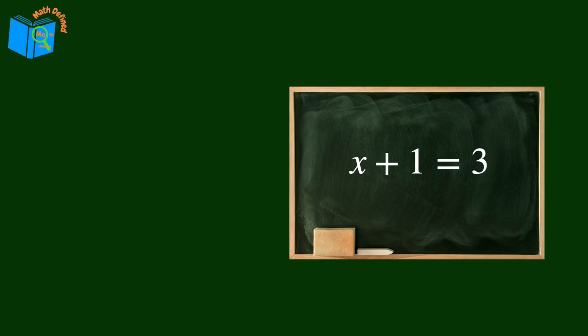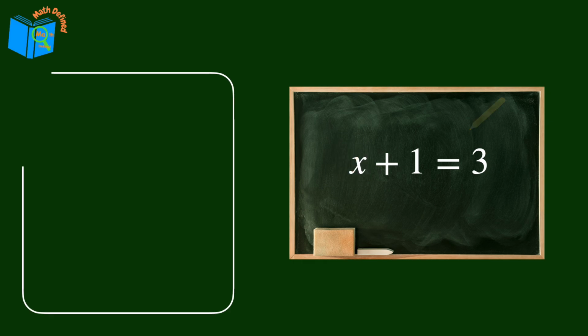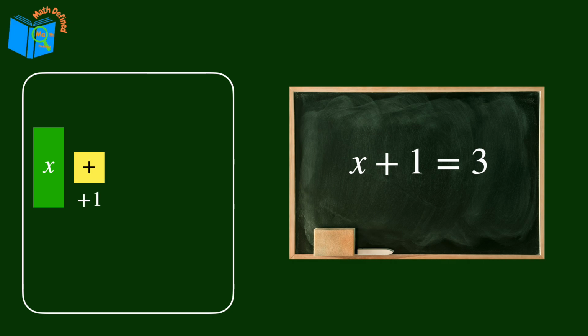Equations are like puzzles. We have to figure out what number x is so that when we add 1 to it, we get 3. Let's break it down step by step using algebra tiles. The green tile will represent the variable x, and the yellow tile will represent the plus 1. So now we have x plus 1.